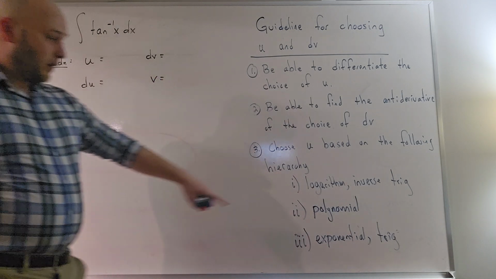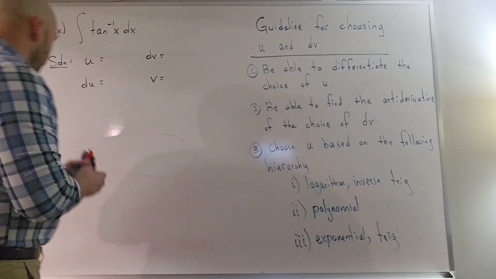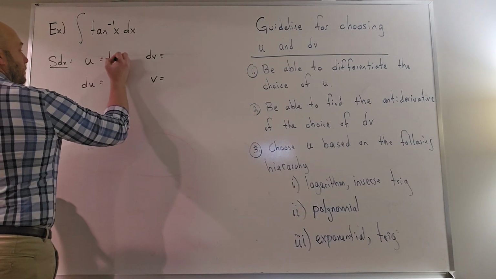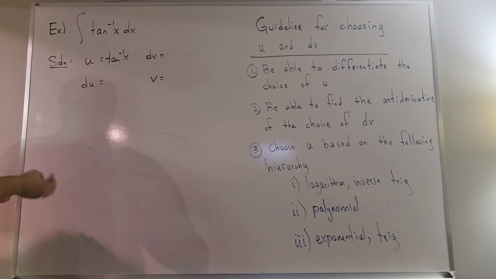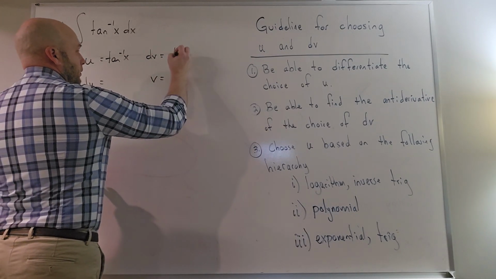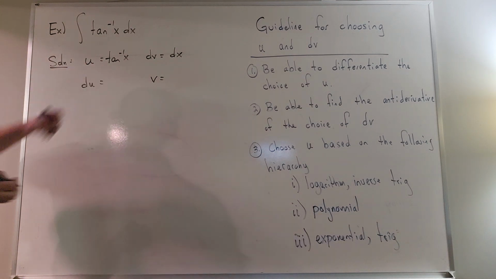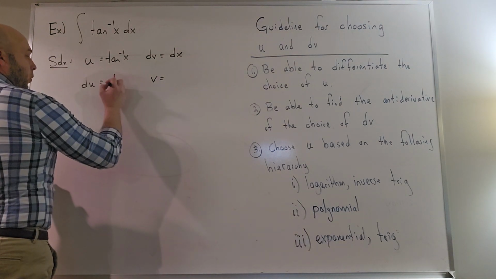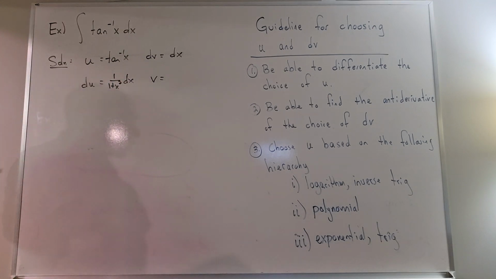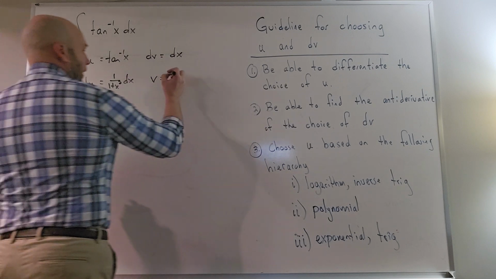Inverse trig function is one of my initial choices in my hierarchy, so we'll choose u to be tan inverse. Therefore dv would be dx. Differentiating tan inverse, we get 1 over 1 plus x squared dx, one of your standard derivatives you should know. Over here, the antiderivative of 1 dx would be x.